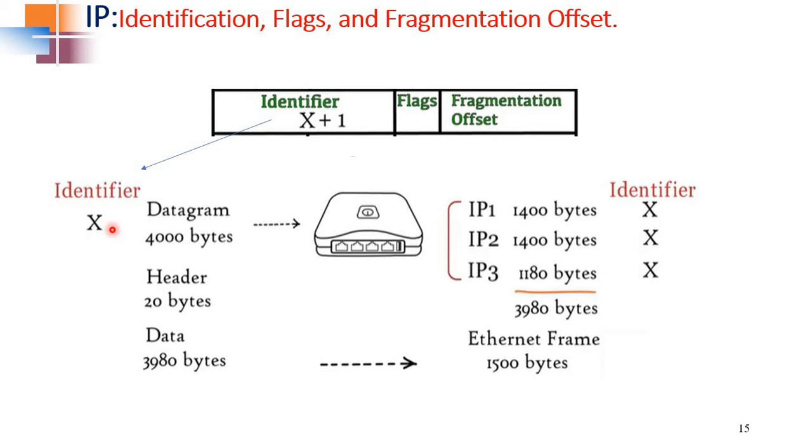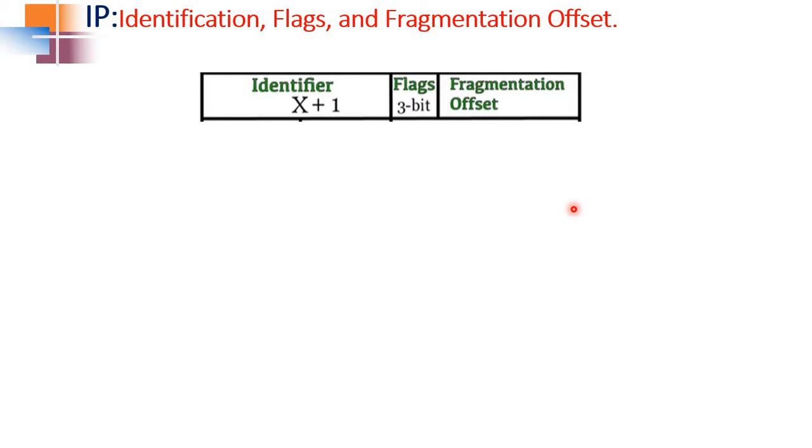But when you're going to travel, what happens? We are dividing that 4000 into 3 different luggages. But all the 3 different luggages belong to the same family only. So you're going to have the same value X in all the IP addresses. Right. Next is the flag, as I mentioned.